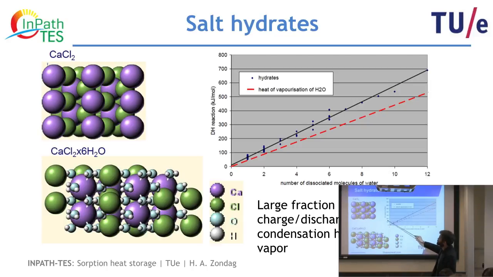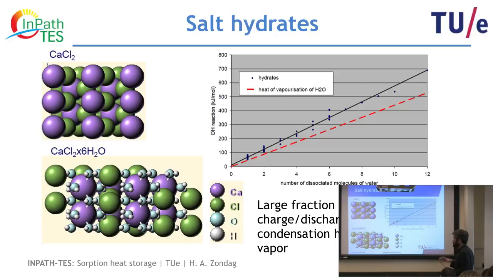Then here we have the total energy released in kilojoule per mole versus the number of water molecules in my material. And I just put some salt hydrates in here. And as you can see, it's fairly nicely a straight line. In addition, I plotted here the line representing the amount of energy required to vaporize the same amount of water. And as you can see, the evaporation energy is a bit less than the reaction enthalpy, but not that much.